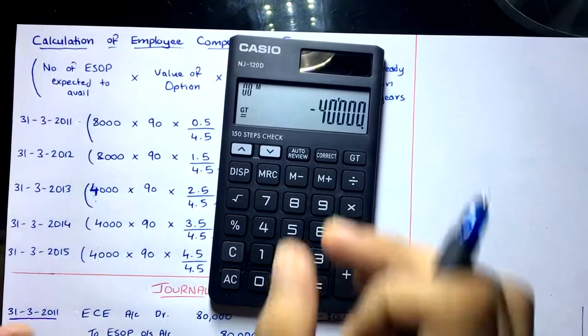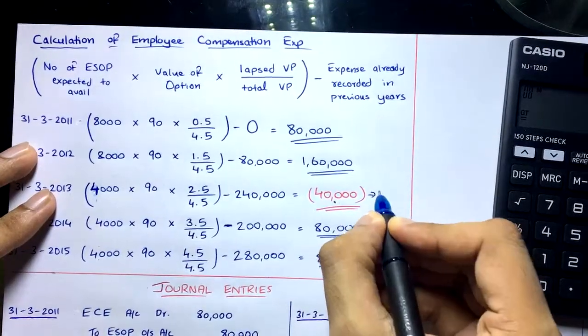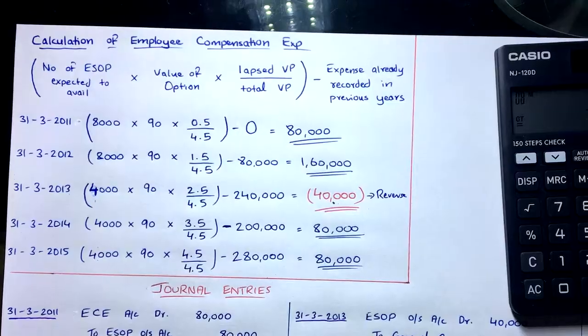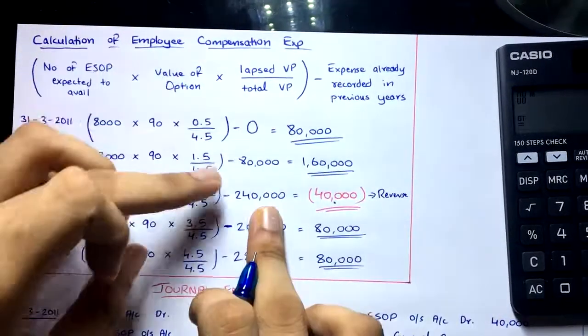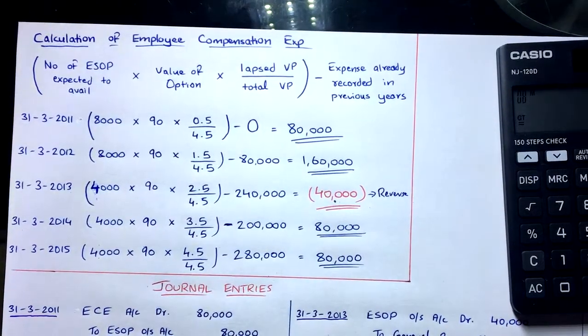So here we are getting a negative figure. Whenever we get a negative figure, what we have to do? We have to reverse the liability. The liability which we recognize and the expense which we record at the end of every year, we have recorded more till here. So what we have to do? We have to reverse the liability. That ESOP outstanding, we have to reverse it.